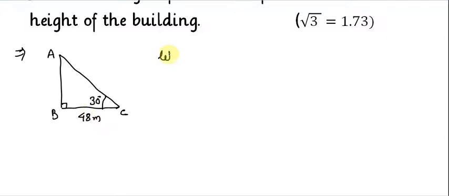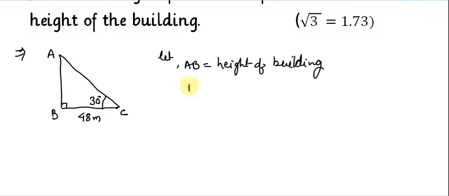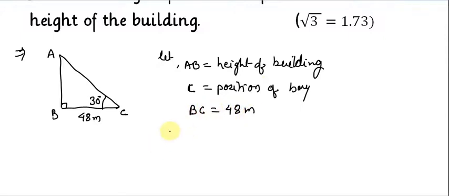Let's assume AB is equal to the height of the building that we have to find. C is the position of the boy, that is the observer. Therefore BC equal to 48 meter. Angle of elevation theta equal to 30 degree.